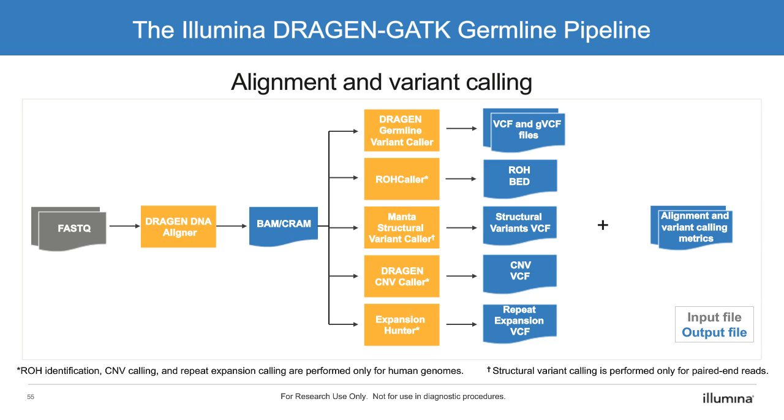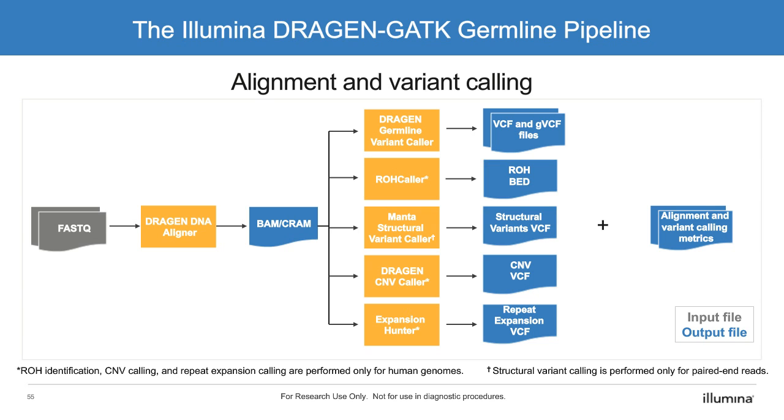So the first one is the DRAGEN Germline Small Variant Caller, for SNV and small indel detection. Again, we're going to note that even though the pipeline is called the DRAGEN-GATK Germline pipeline, the GATK Small Variant Caller is not used. Also, we need to note that the DRAGEN Germline Variant Caller assumes a diploid genome.